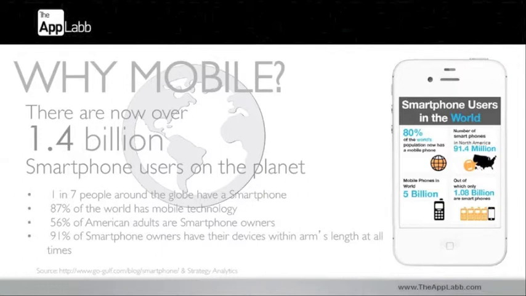There are some rough stats: 1.4 billion smartphone users are on the planet right now, which is constantly growing, and 1 in 7 people around the globe have a smartphone. And 56% of American adults own a smartphone. And the funny fact is 91% of smartphone owners have their device within arm's length. So we are all guilty of that. We know that we don't leave our smartphones even for a second.